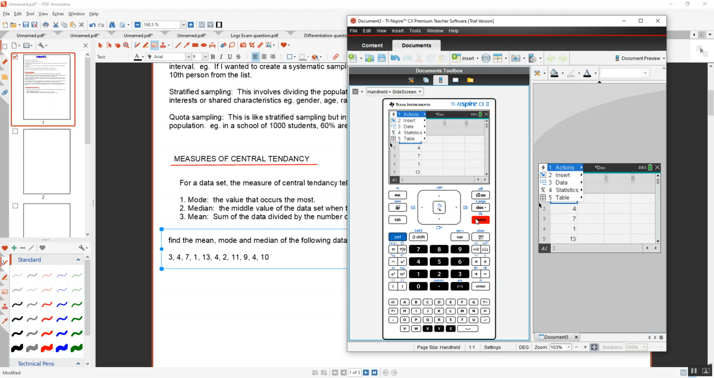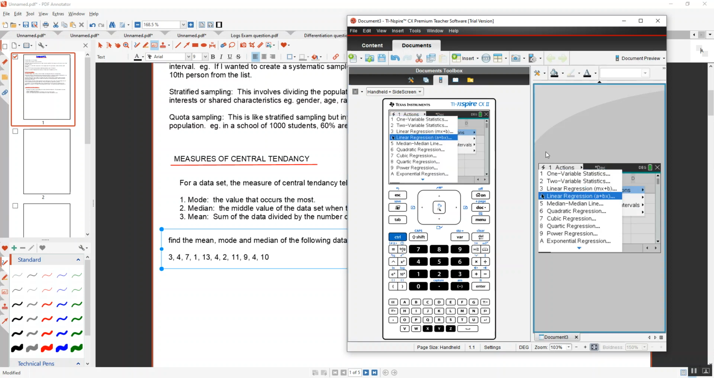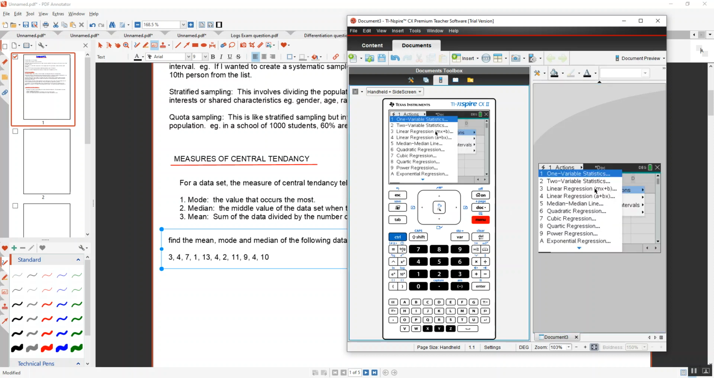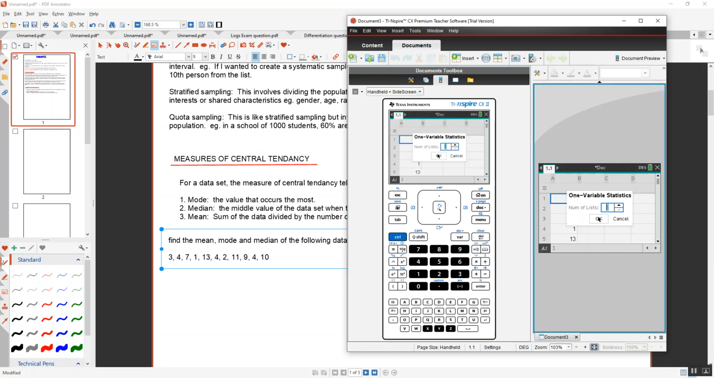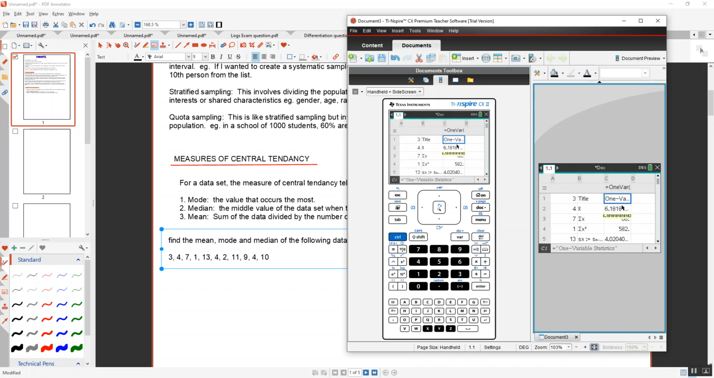Once you've got that in, everybody got it? We go to menu, statistics, stat calculations, and then we want one variable statistics. Number of lists, so there's one list. Our data is all in the A column. Frequency list 1, and we're going to put the results in column B. Then we hit OK, and we're getting our information out.